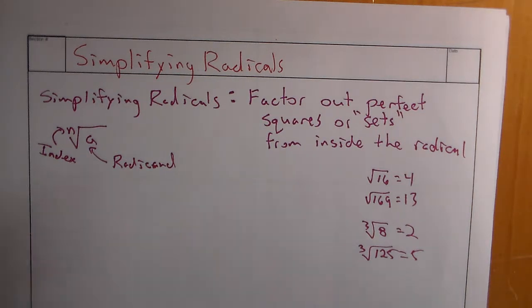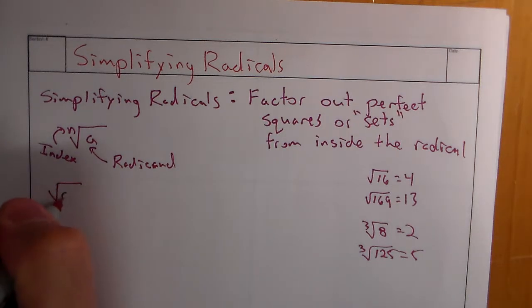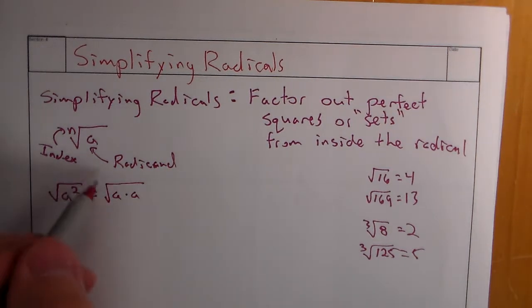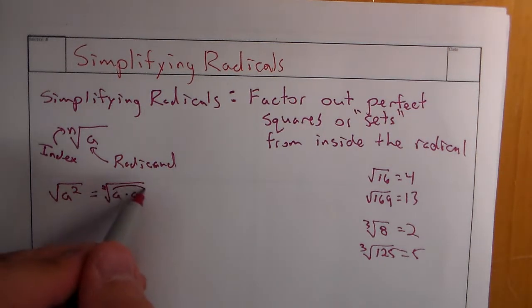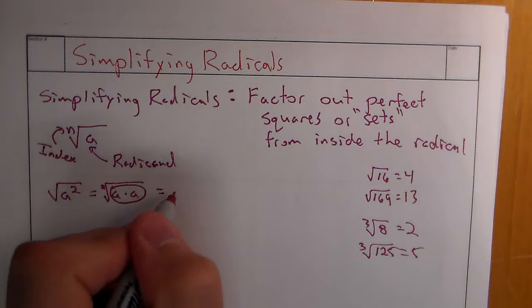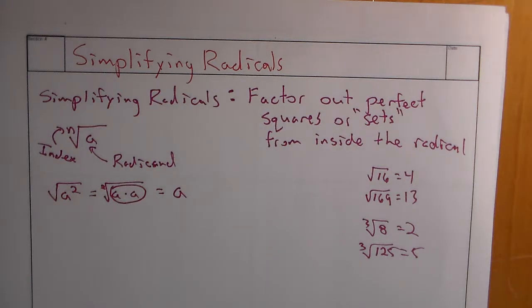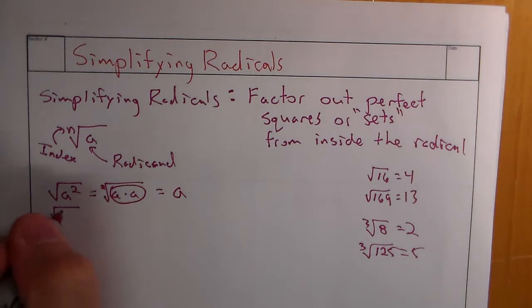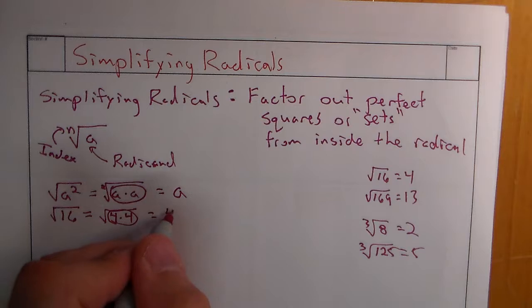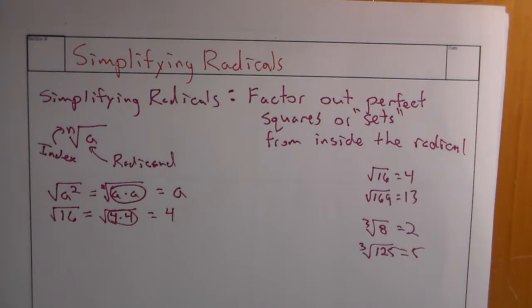So let's say we had the square root of a squared, a value squared. Well, that would be a times a. And when we have the amount of a set that the index is, so in this case 2, it allows that set to come outside the radical and just become that number. For example, 16 is 4 times 4. That set comes out to give us a value of 4.